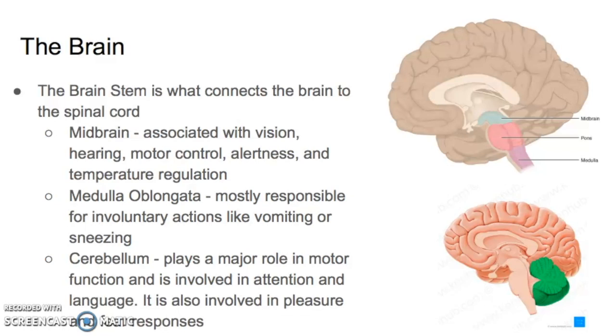The third main part of the brain is the cerebellum. It is another major part of the brain, and it is located near the brainstem. It can be seen in green in the diagram on the right. It plays a major role in motor function and is involved in attention and language. It is also involved in pleasure and fear responses to the outside world.